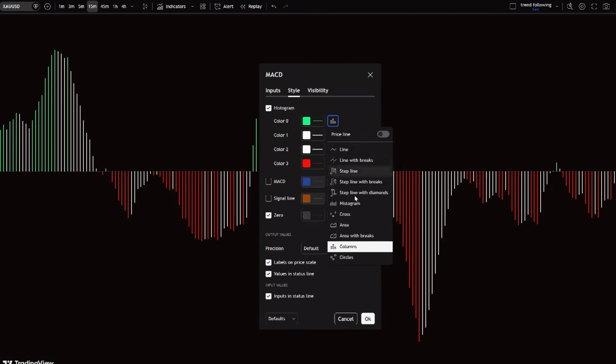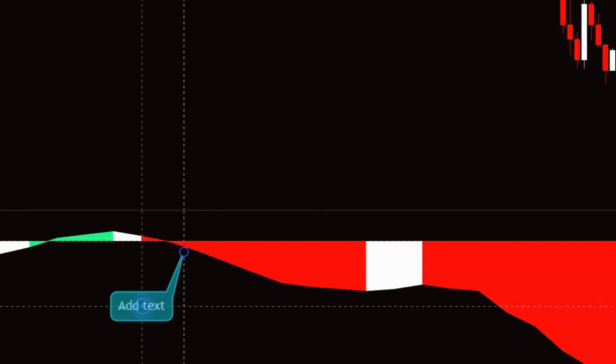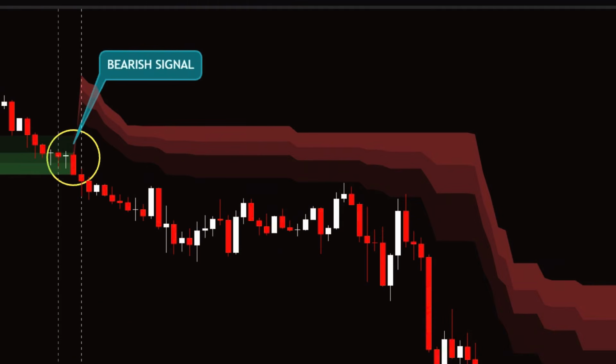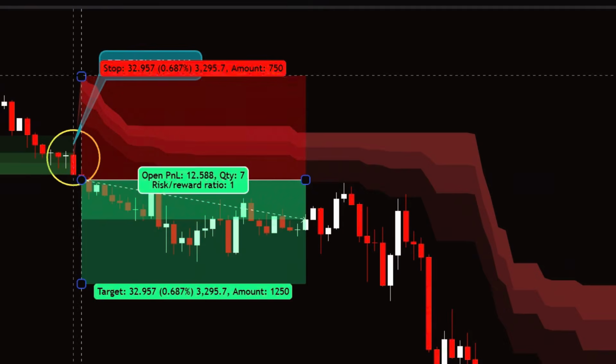And if it's red, sitting below the zero line, that's bearish momentum confirming your flip, and the sell's good to go. Stop loss at the recent swing high, target 1 to 2.